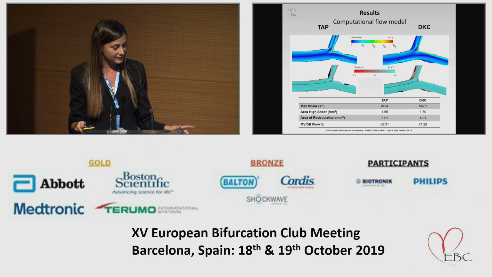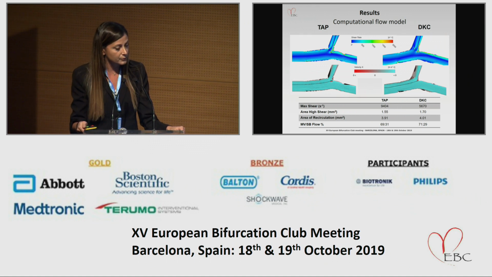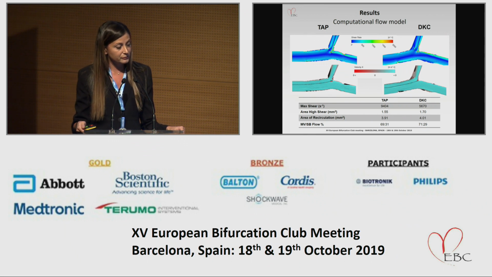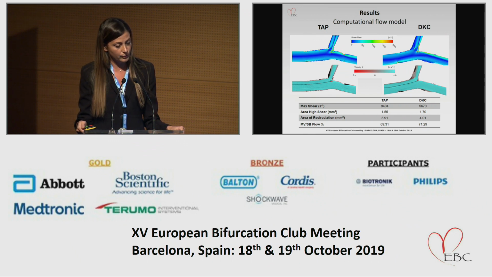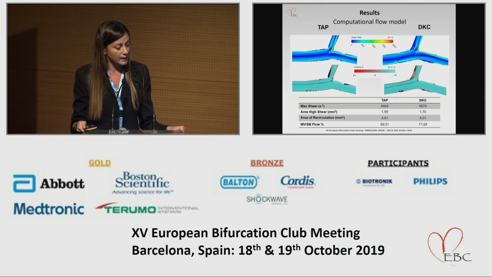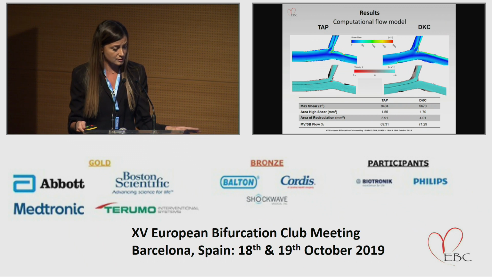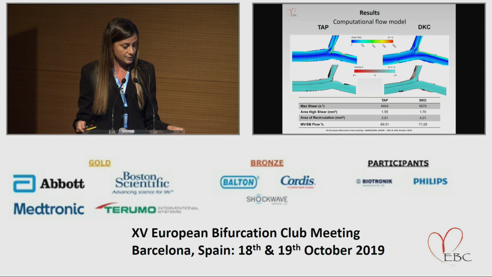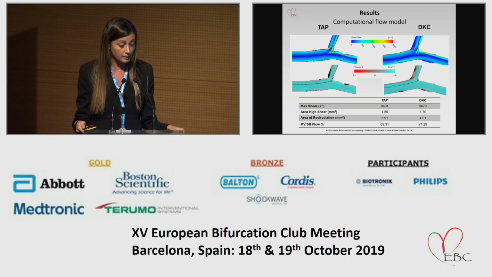Here are our results from the computational flow model reconstruction. So as expected, we find a higher risk for shear stress at the level of the bifurcation region. The maximum shear stress was higher for TAP, but the area of higher shear stress and the area of recirculation were actually similar between the two techniques, and the percentage of flow into the main vessel as well.